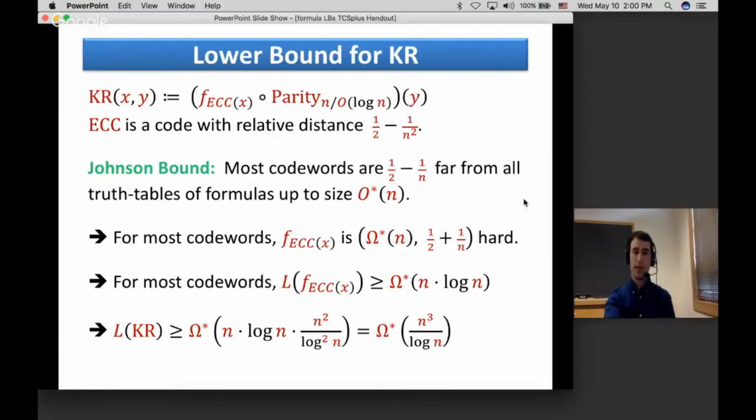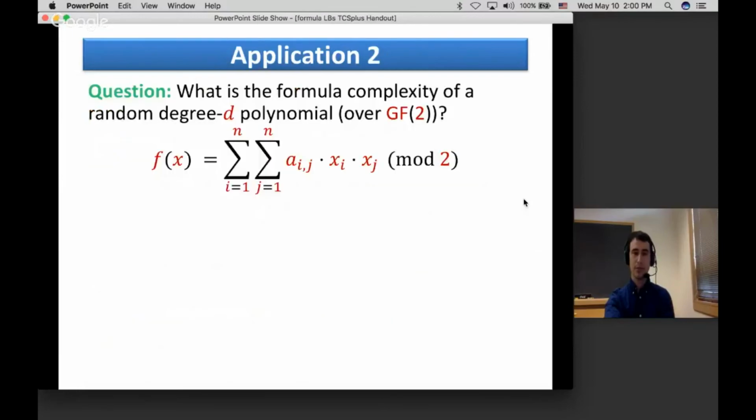Okay, this shows that you can gain some logarithmic factor, but you would hope to get maybe a factor of n, because the hardness could be exponentially close to half, the average case hardness. In the next slide, we will do it, but this would be for a randomized construction. Okay, so we begin with a question. Now forget about the plus minus 1 notation, just use 0, 1 notation, and work over GF2. And I ask, what is the formula complexity of a random degree d polynomial?